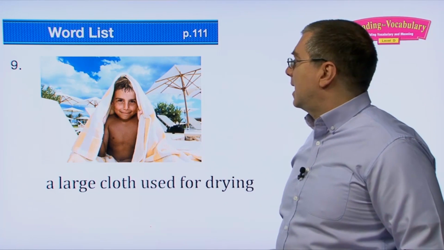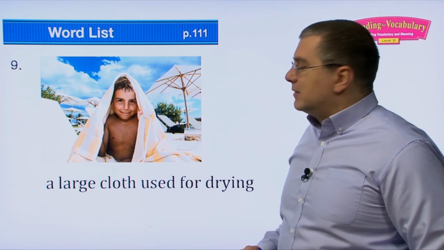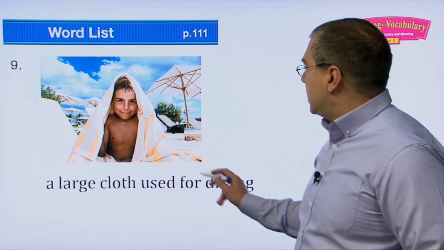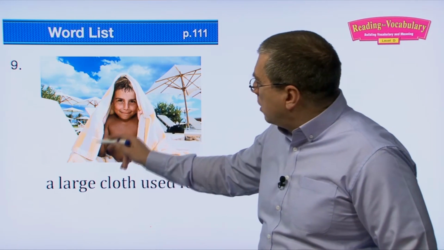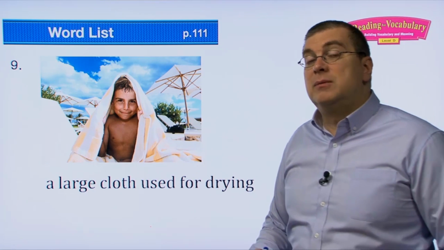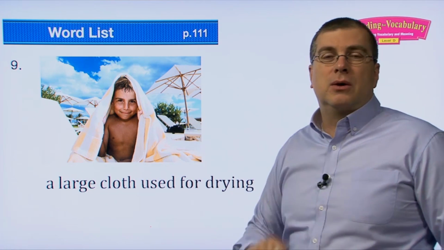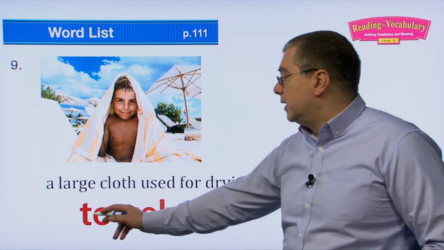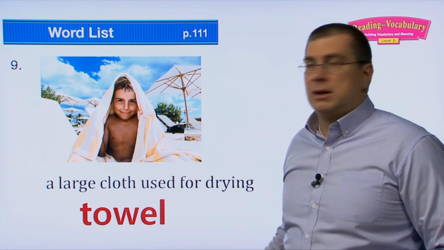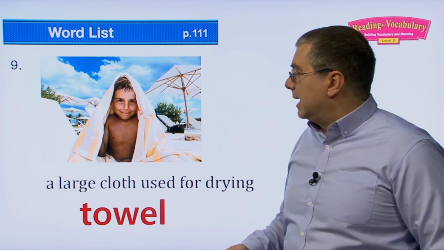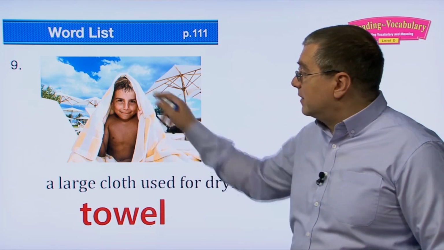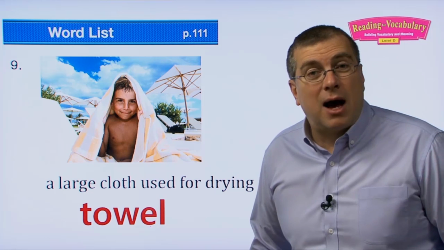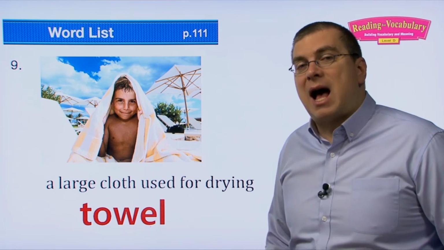Okay. Next one, 9. Whoa. Looks like he's on vacation at a resort. A large cloth used for drying. So what do we call this cloth? You probably take it to the beach with you, or you take it when you go swimming. You use it when you take a shower or a bath. It's called a towel. A towel. So if you're in an English-speaking country and you want a cloth to dry yourself off, you can ask, is there a towel, please? Or can I get a towel?